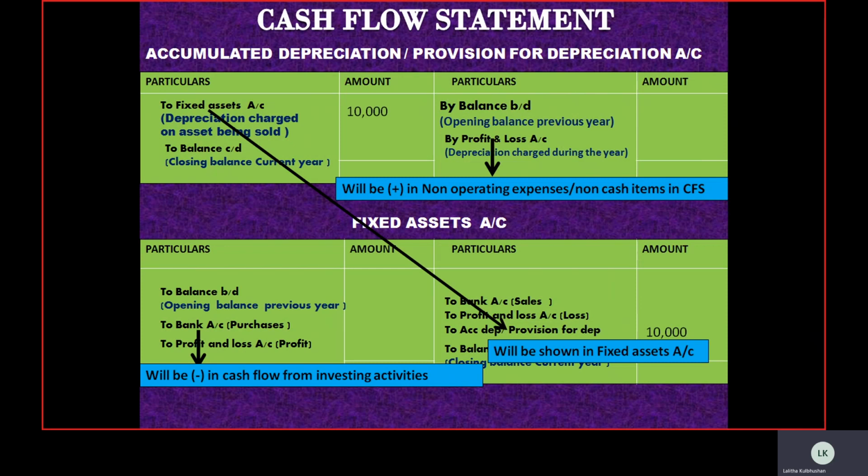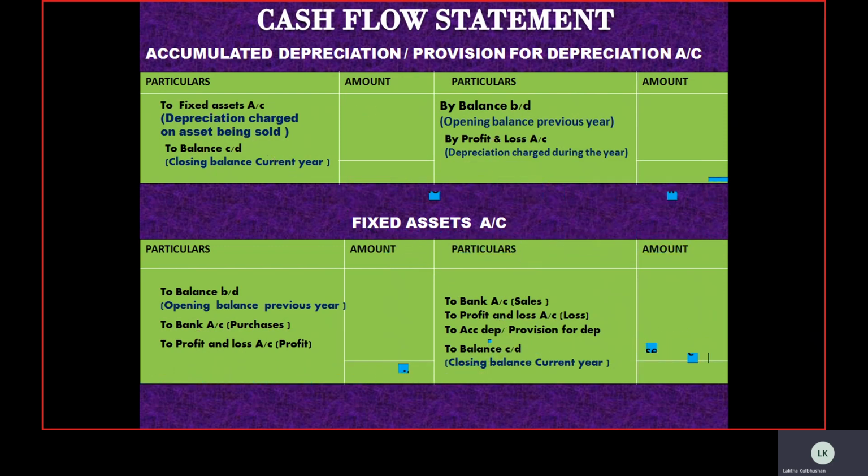Similarly, if we are having sales, it will be shown in the investing activities. Sales of fixed assets will be shown in the investing activities as what? Inflow of cash, as plus. Okay children, so we have seen here how to deal with these items in the cash flow statement, even if we are making up the working note. Now the next item.